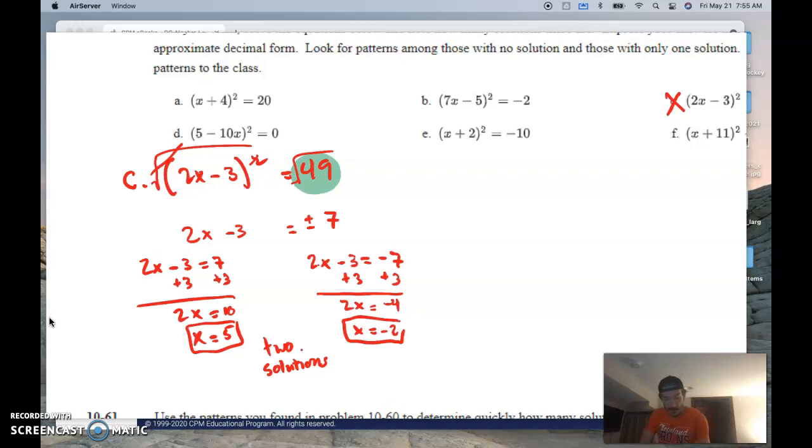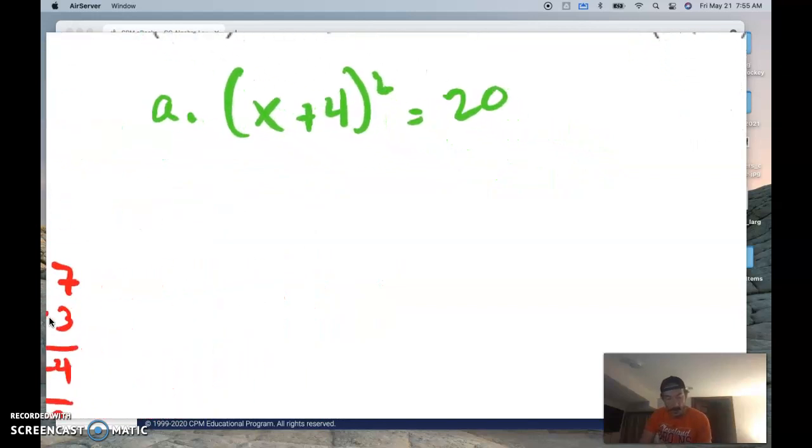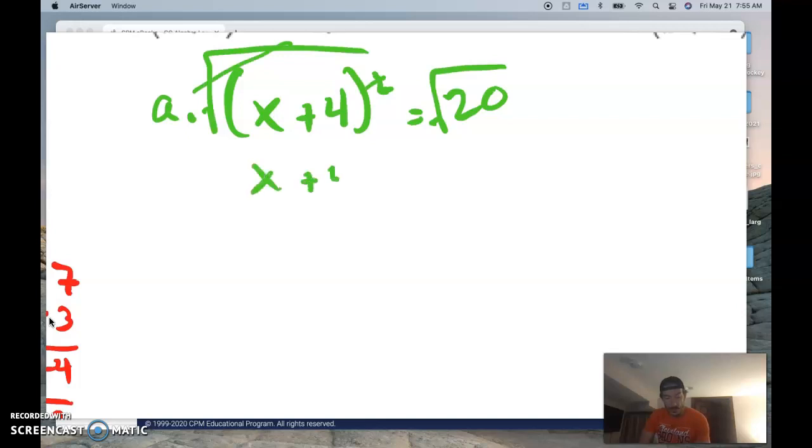Okay? Let's do it in a different color. Let's do it in green. Why not? Letter A says the quantity of x plus 4 squared equals 20. Okay, so I'm going to go over here, look at letter A. I'm going to solve using the exact same concept here. The square root of both sides, right? These cancel. I'm left with x plus 4. Now here's where CPM, the book, said, hey, do this in exact form, which would be like the reduced radical, and in decimal form.